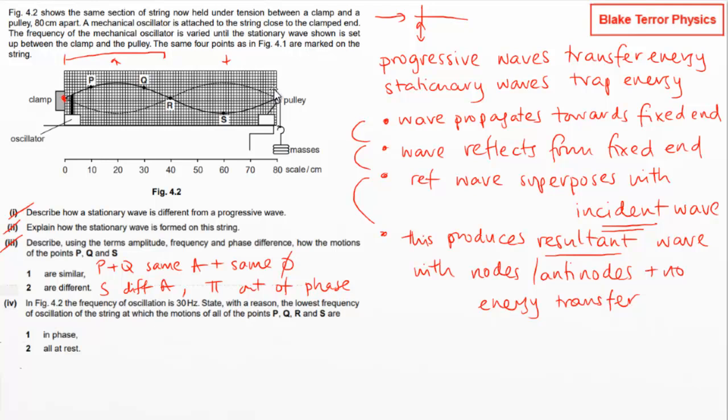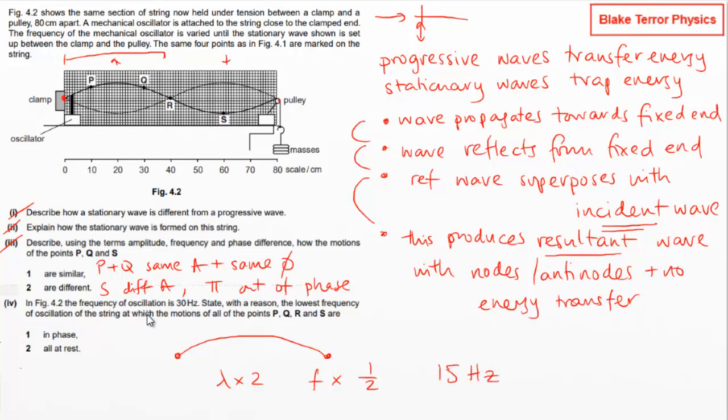So it's just going to have to be a wave that's looking like that. That is going to be our stationary wave. So we are doubling the wavelength, which means we're going to have to halve the frequency because the velocity of the wave is going to be the same. So that means we're going to have 15 Hertz.